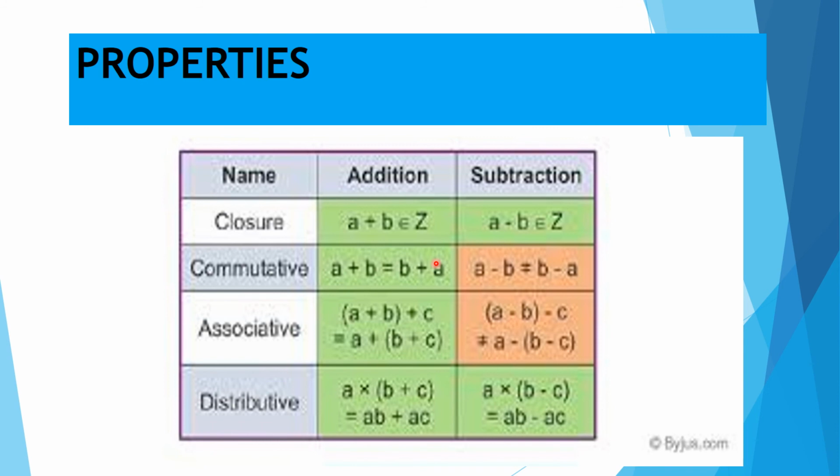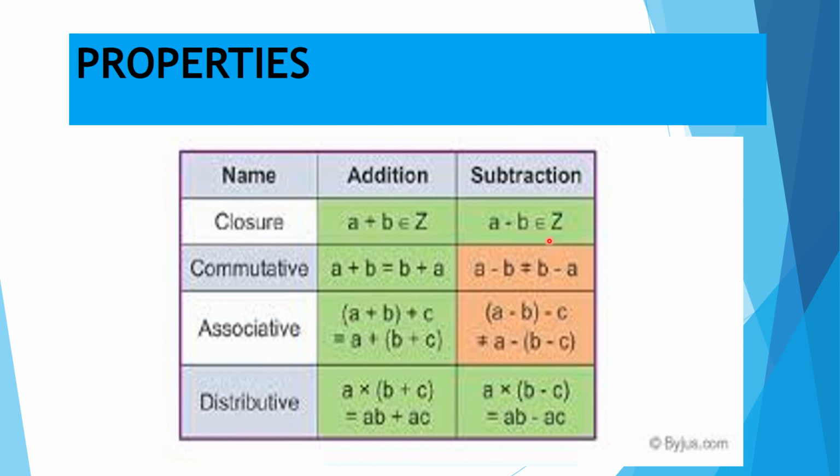Let us see the properties of integers. As we have seen the properties of whole numbers, let us see whether the same properties are applicable for integers in addition and subtraction. Now, closure property. When two integers are added, you get an integer. When two integers are subtracted, you also get an integer. So closure property is true for addition and subtraction.